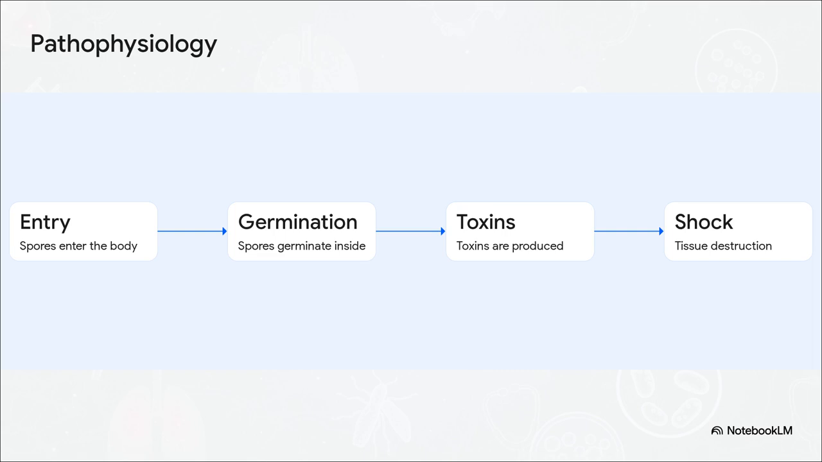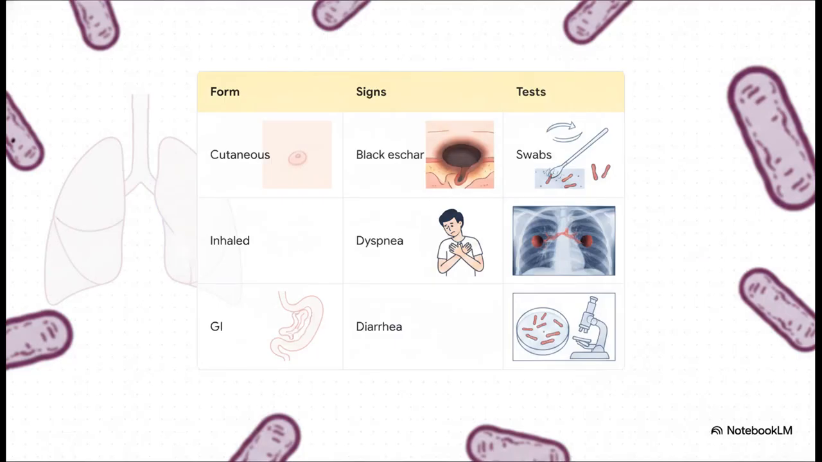Inhalational spores are exceptionally dangerous because they travel straight to the mediastinal lymph nodes in your chest, setting off a massive systemic illness. So symptoms depend entirely on the entry route. Cutaneous anthrax starts as a simple, painless papule, but it quickly evolves into a necrotic black eschar. Inhalational anthrax is incredibly deceptive.